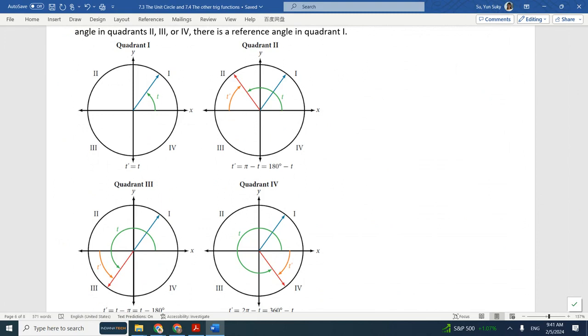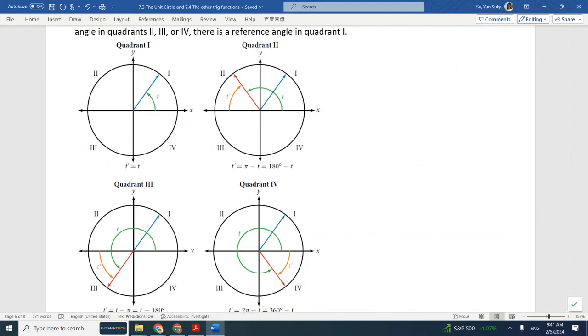How about in quadrant 2? So in quadrant 2, our T is right here. So from the positive x-axis to the terminal side, that is T. That is our angle T in the second quadrant. The reference angle is the angle made with the horizontal axis. Do you see this is the reference angle?